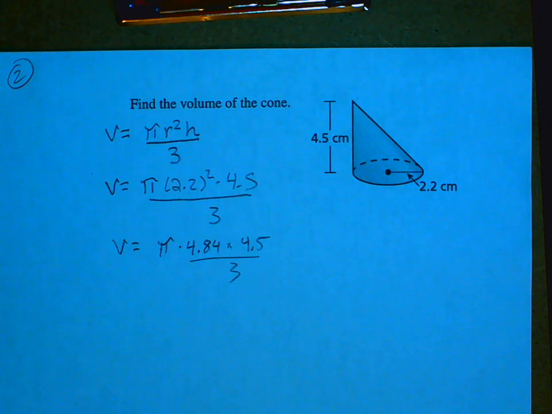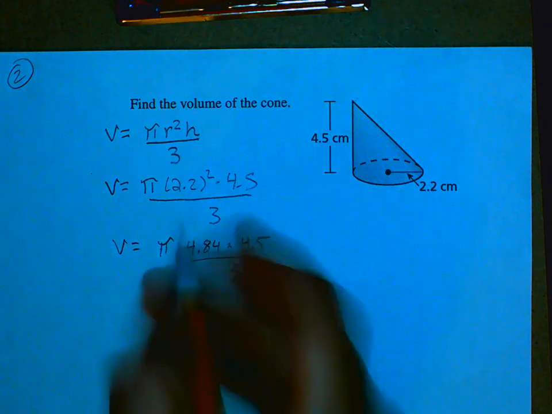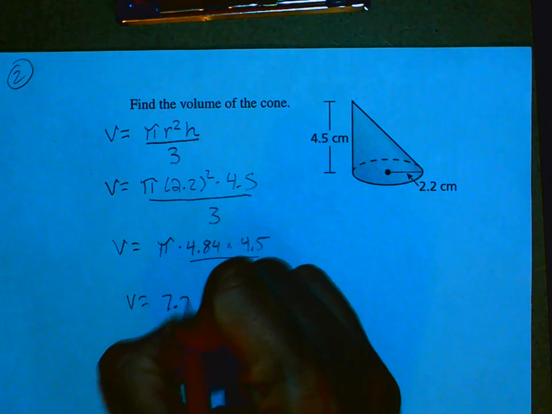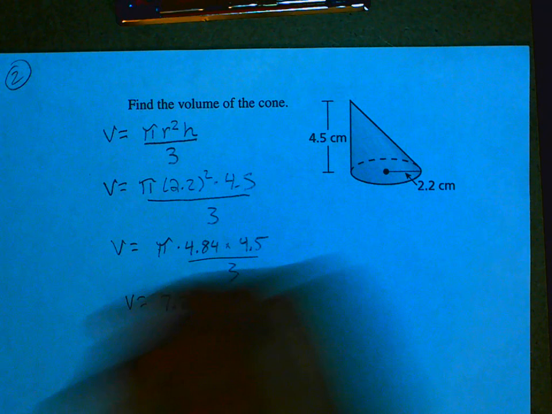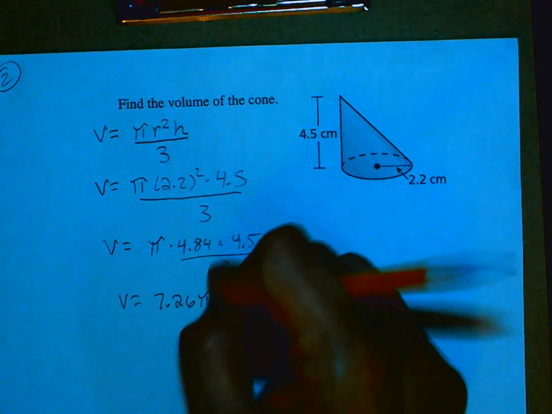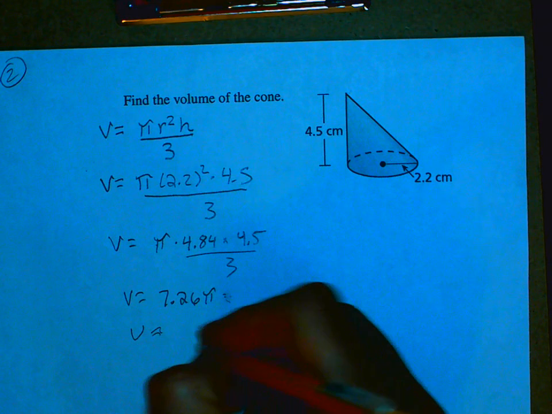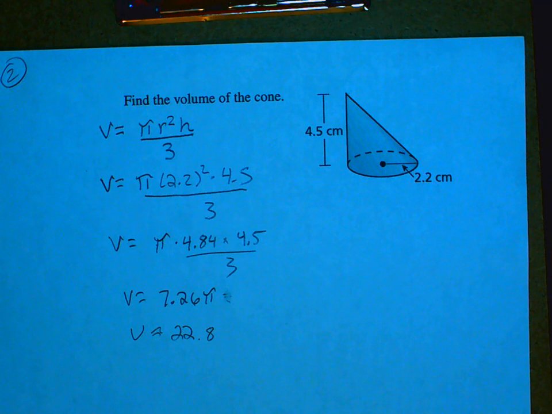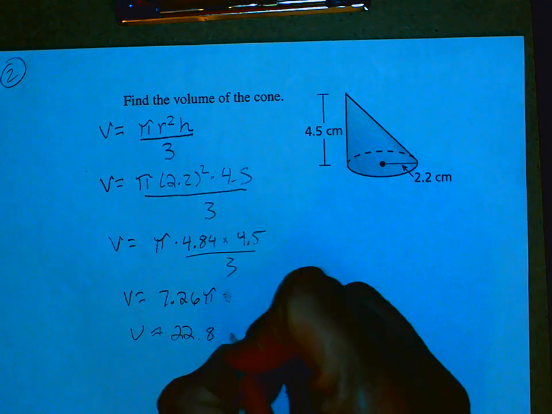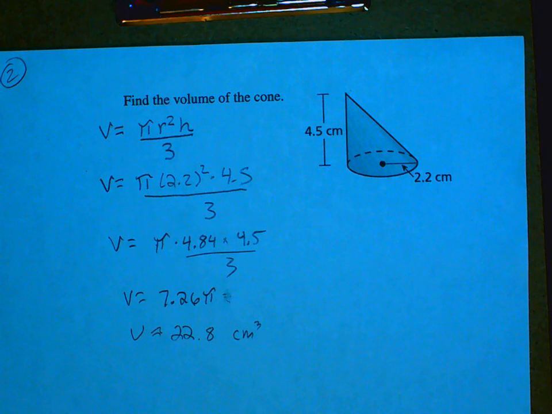So I'm just going to multiply that and divide it by 3, and I get the volume to be about 7.26 pi. So when I multiply that by pi, I get approximately 22.8. And that would be 22.8 centimeters cubed. I forgot to put the units on the previous problem, but it should be inches squared. So check my units. So 22.8. And that's example number 2.